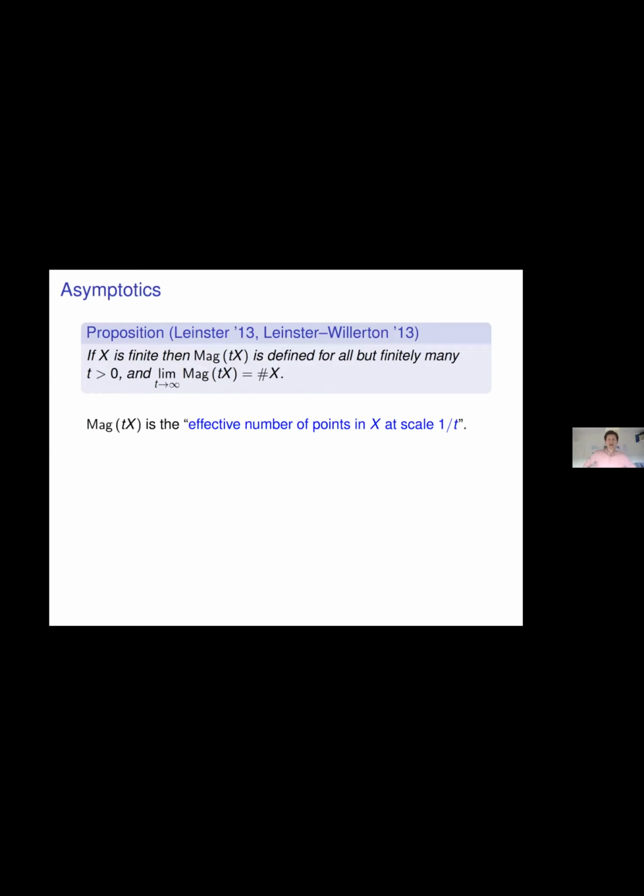So keeping in mind the ecological motivation that I alluded to before, we think of magnitude as, in some sense, telling us something like the effective number of points in X if you're looking at the space at a certain scale. So if T is really big, you're making the distances really large, so you're zooming in a lot on the space and able to see individual points. If T shrinks down to 0, you're shrinking the space. It's as if you're looking at it from very far away.